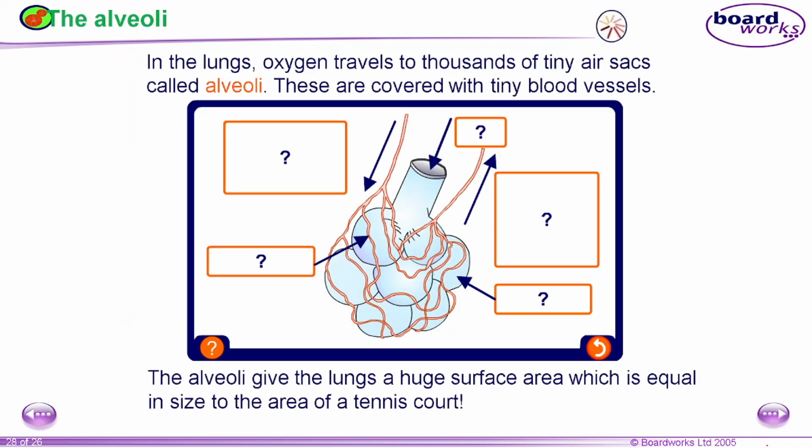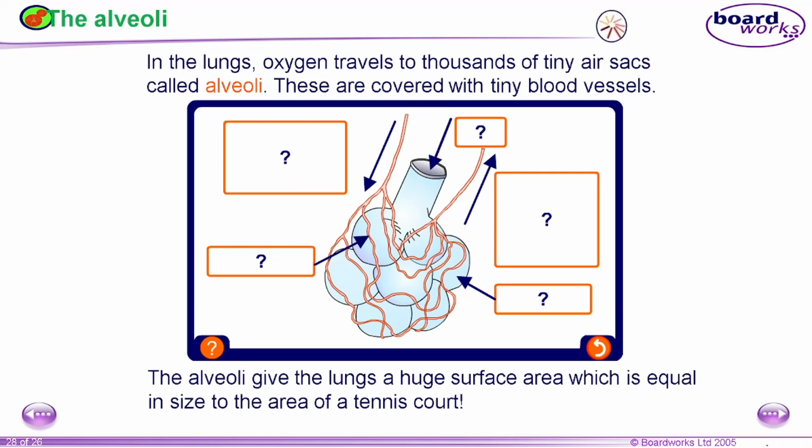Now, in the lungs, oxygen travels to thousands of tiny air sacs called alveoli. They are covered with tiny blood vessels. The alveoli give the lung a huge surface area, which is equal to the size of a tennis court. The reason the alveoli have such a humongous surface area is so that they can absorb lots and lots of oxygen. Another adaptation of the alveoli is that they are very moist on the surface, so oxygen can diffuse very easily. There are loads of blood vessels, so the oxygen can go into our blood. And those are many of the adaptations.